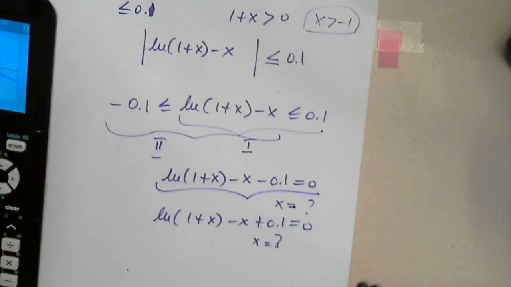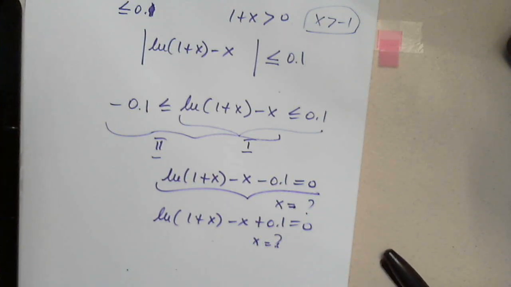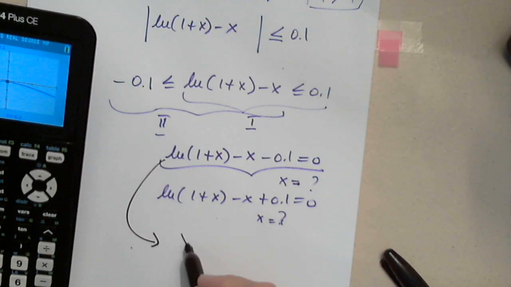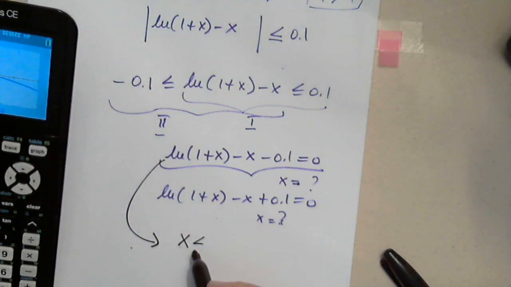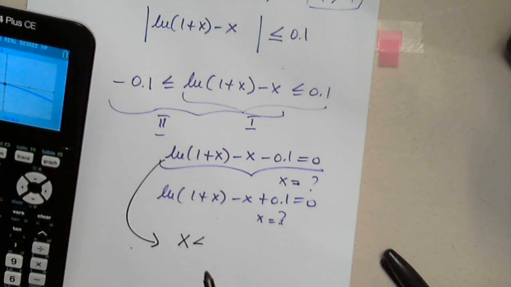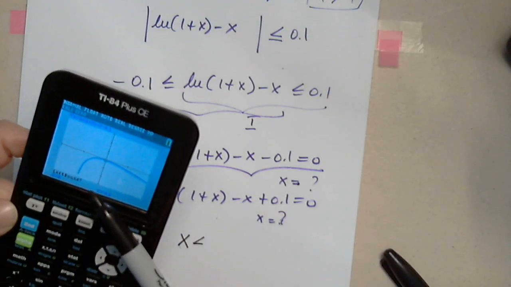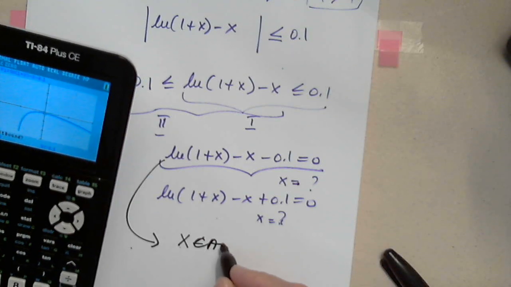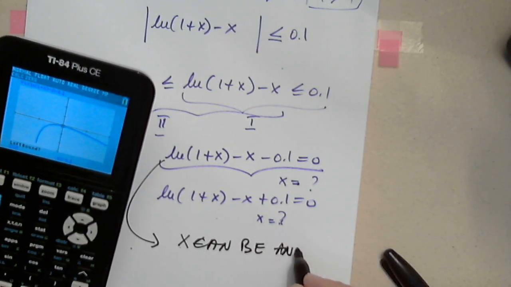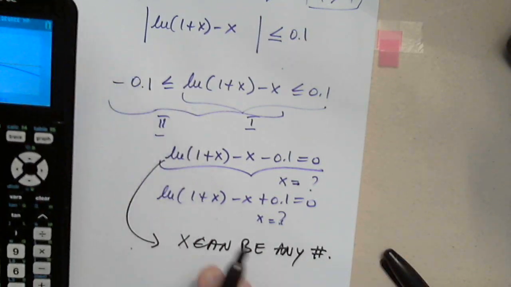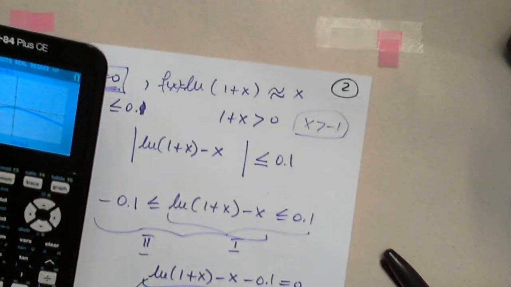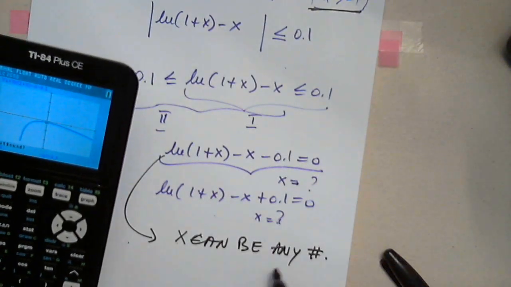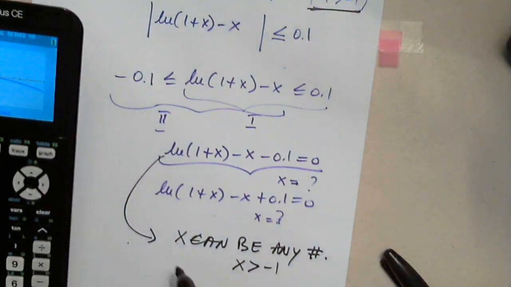Okay, that's fine. So let's see what we come up with. So this is true for any x value. All x. X can be any number. Of course, it cannot be just any number. It has to be greater than -1. So any number that is greater than -1.